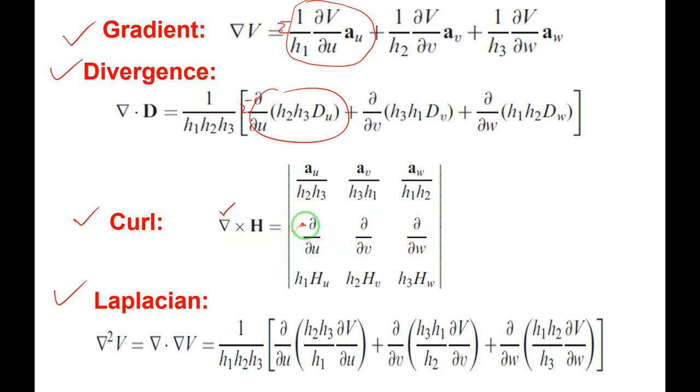If it is Cartesian, ∂/∂x, ∂/∂y, ∂/∂z. If it is cylindrical, ∂/∂ρ, ∂/∂φ, ∂/∂z. Then in the third row, you write down the components of the H vector, Hu, Hv, Hw. Then multiply the scale factors h1, h2, h3. I hope you got it.